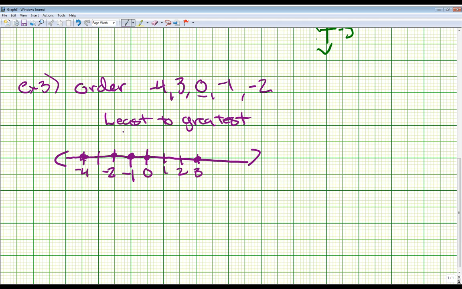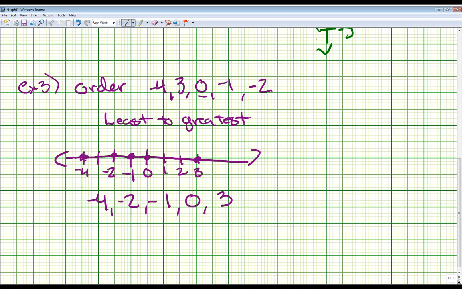So if I'm ordering from least to greatest, I'm going to start with the farthest one to the left and then list them all the way to the right. So our lowest one would be -4. Then we have a -2. Then we have a -1. Then we have a 0. And then last we have a 3. So that is our correct order from least to greatest.